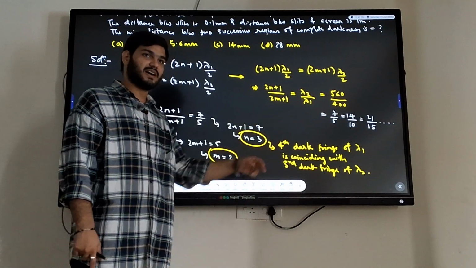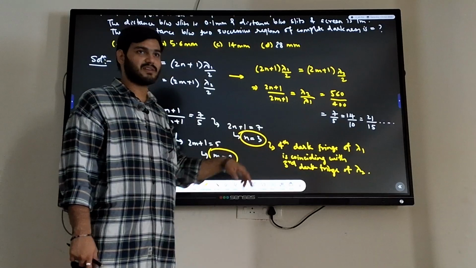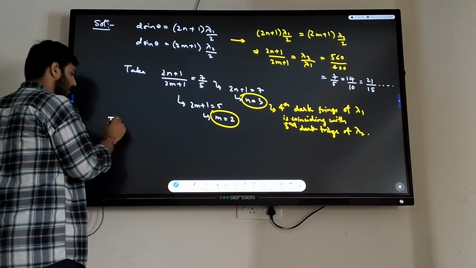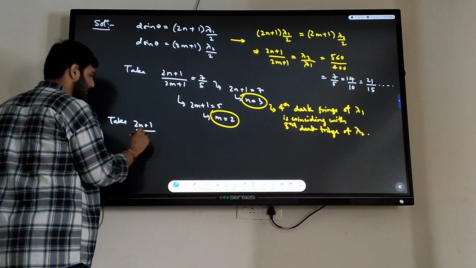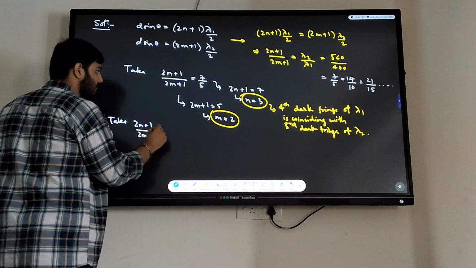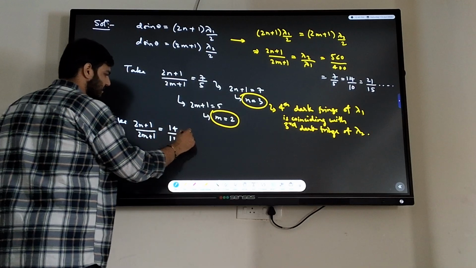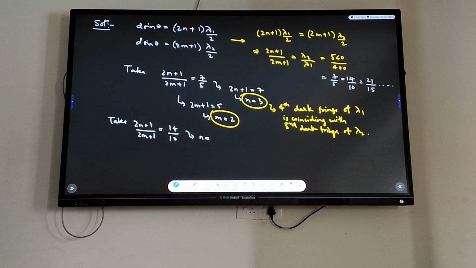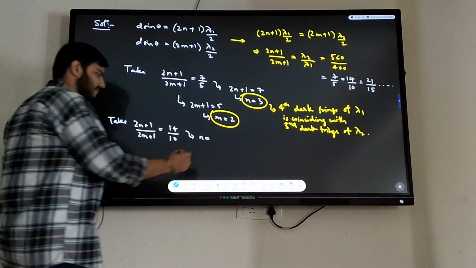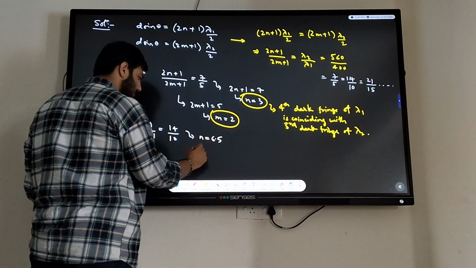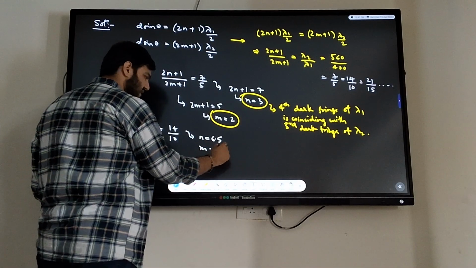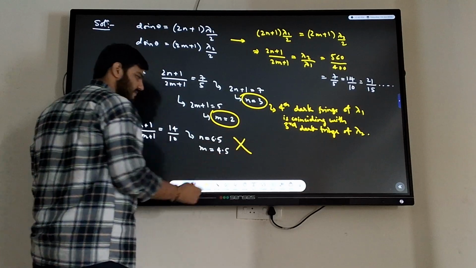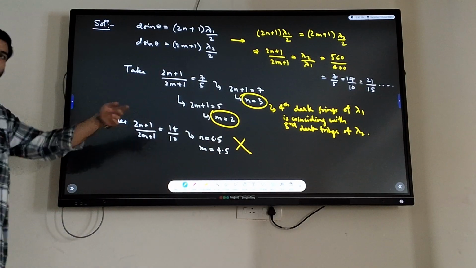Let's check the second one. If we are lucky, we will get it in the second fraction itself. Take (2n plus 1) divided by (2m plus 1) to be equal to 14 by 10. Now what is the n value from this? 6.5. And what about the m value? Are these acceptable solutions? No, so we will discard it. We'll go to the next solution now.